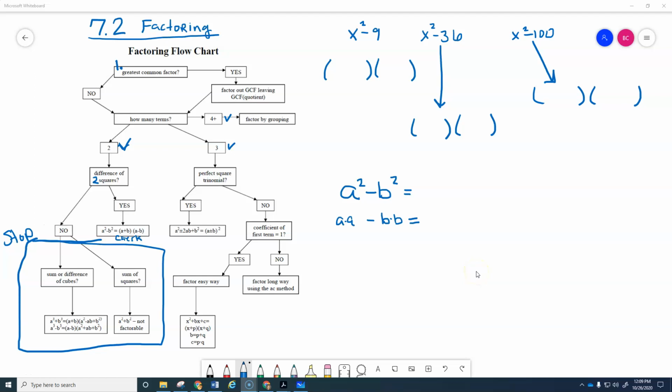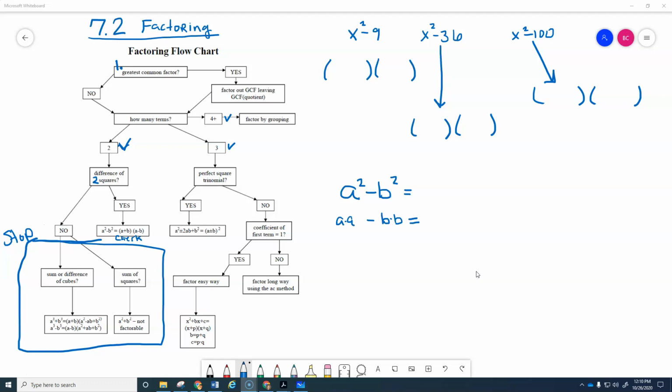Okay, so I left you to answer these questions at the end of the last video. So I want to make sure that you understand that this is where we are for each one of these. Is there a greatest common factor? No. How many terms? There are two. Is this the difference of two squares? Yes. How do we know? That's a perfect square, that's a perfect square.